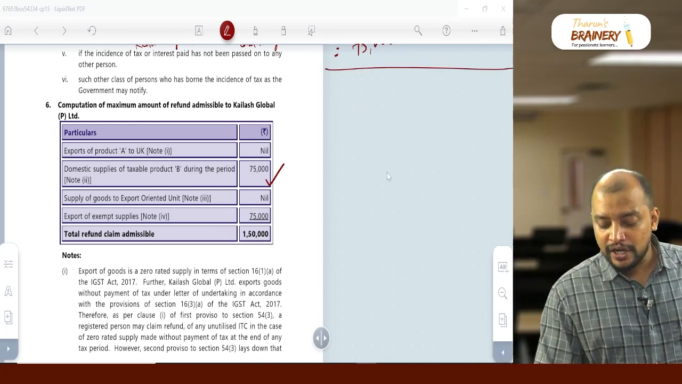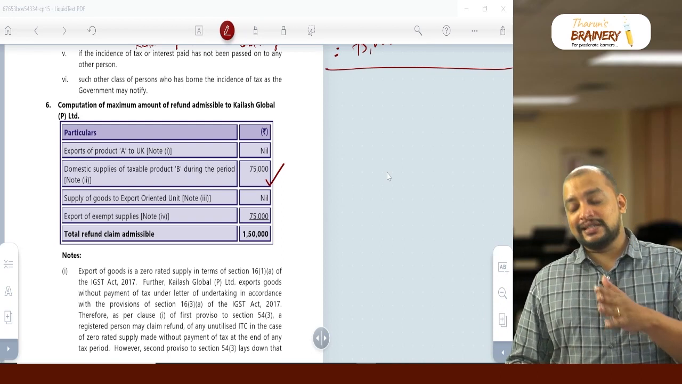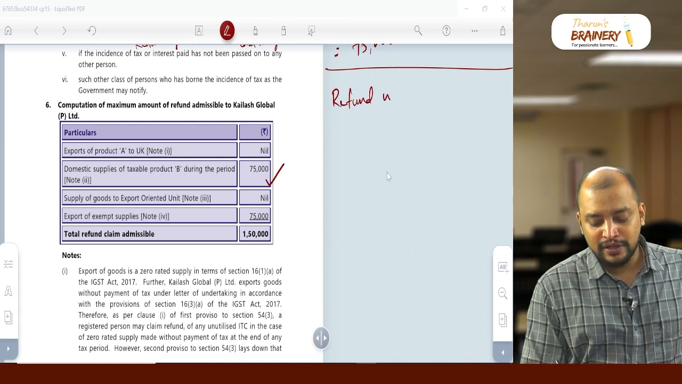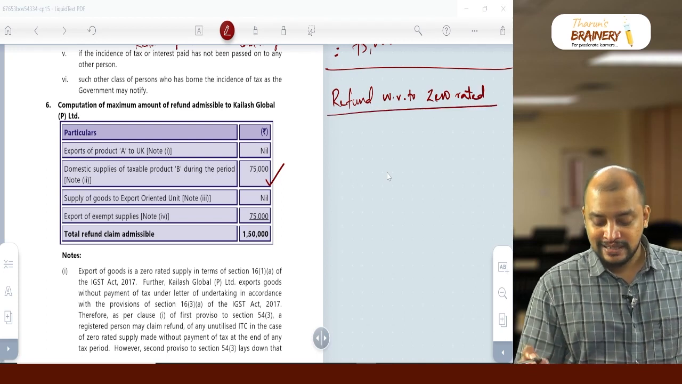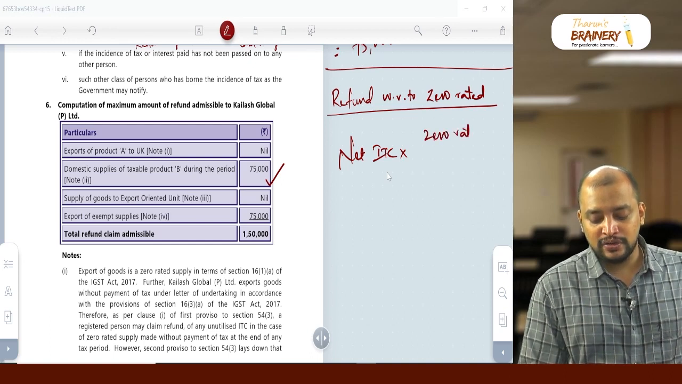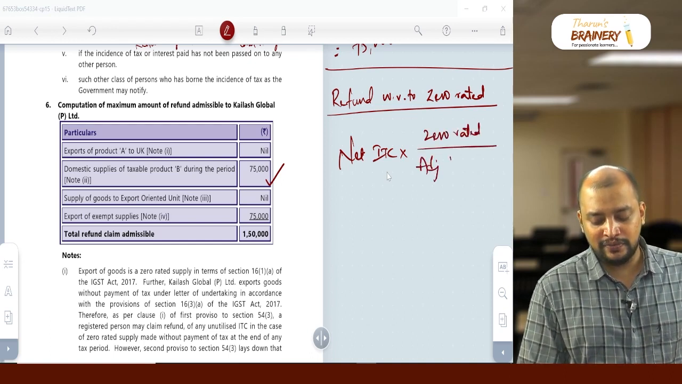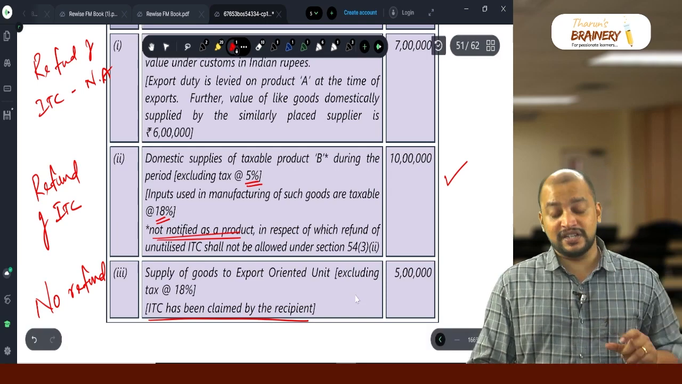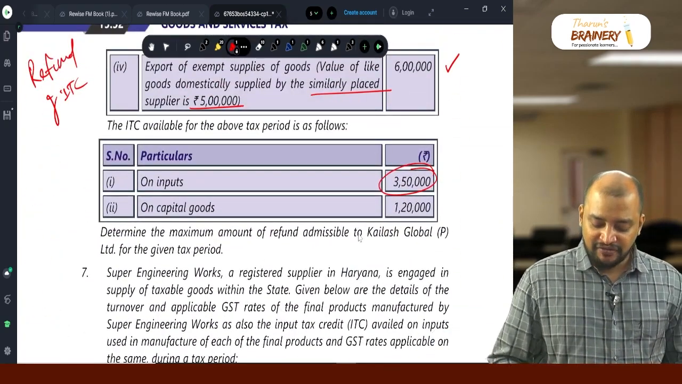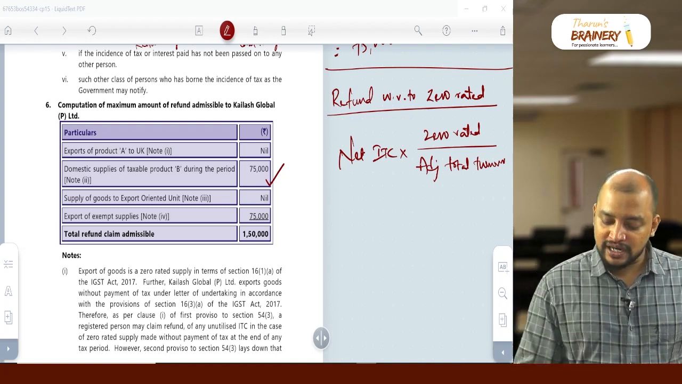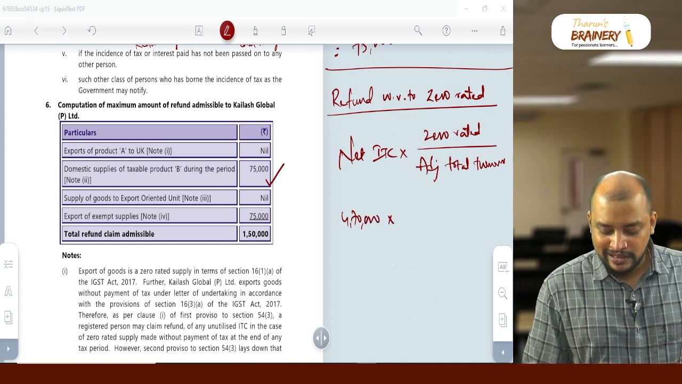Now, refund of ITC on account of zero rated turnover. How to compute that? Simple. Net ITC into zero rated turnover divided by adjusted total turnover. And while we take net ITC, we should take both inputs and input services, but not capital goods. So, 3,50,000 plus 1,20,000, that is 4,70,000, and numerator zero rated.